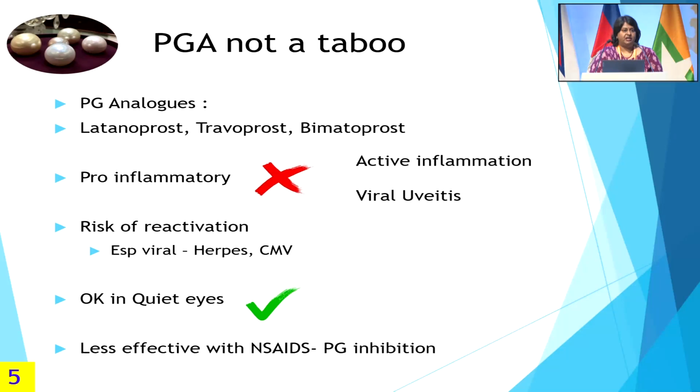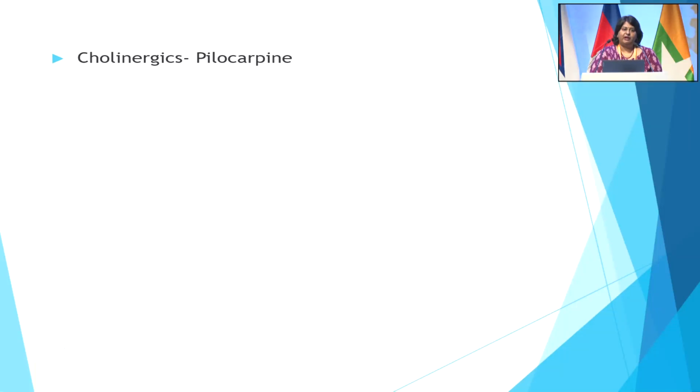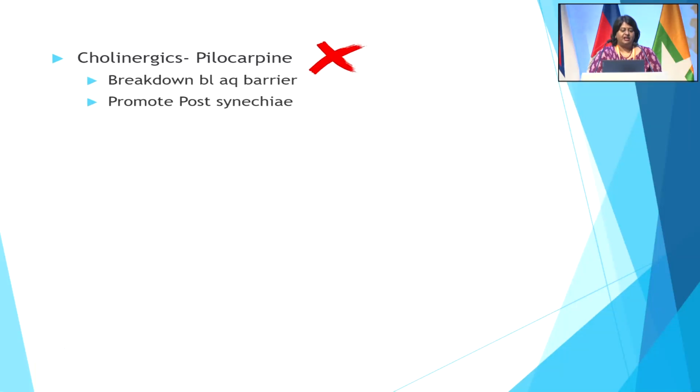What about PG analogs if topical NSAIDs are being used? Topical NSAIDs inhibit prostaglandin, and hence the effect of the prostaglandin analog will be less when you have a topical NSAID. What about pilocarpine? Cholinergics are contraindicated because breakdown of the blood aqueous barrier happens. It promotes posterior synechiae.